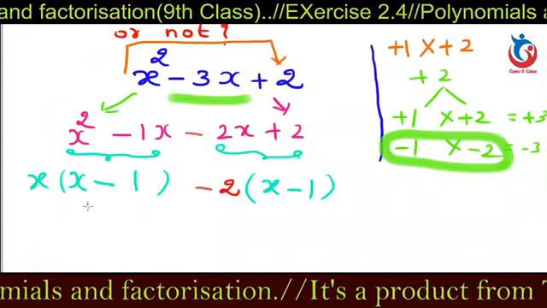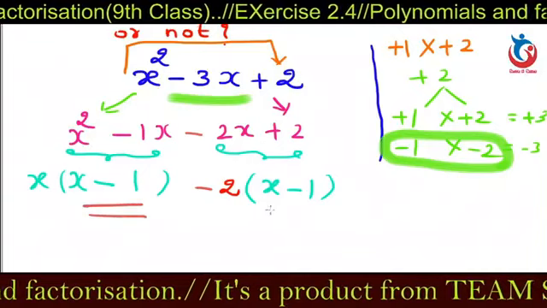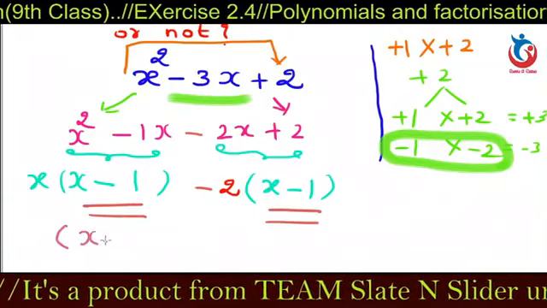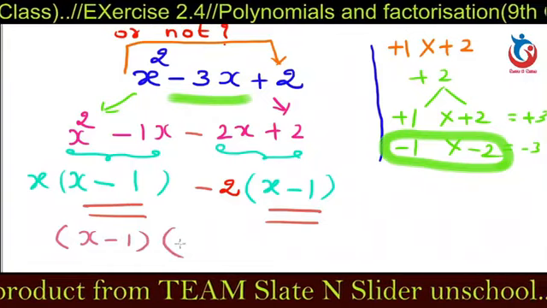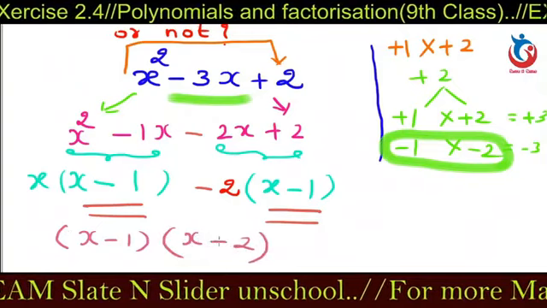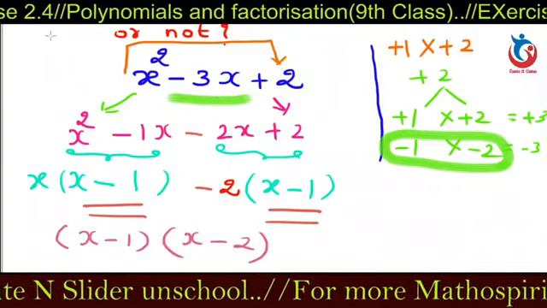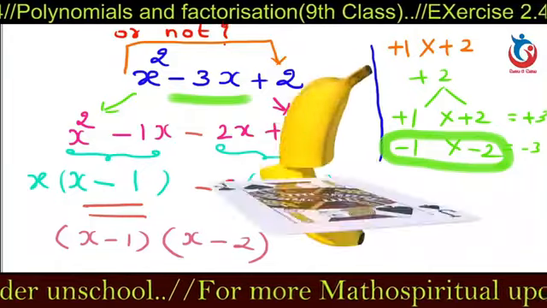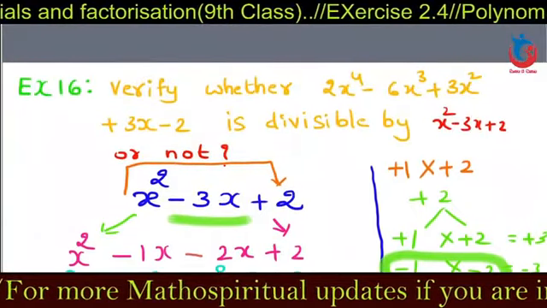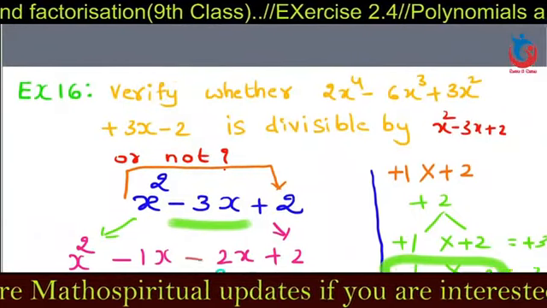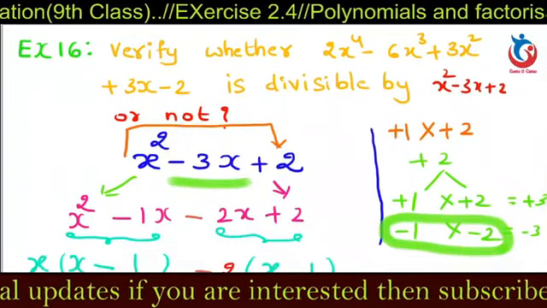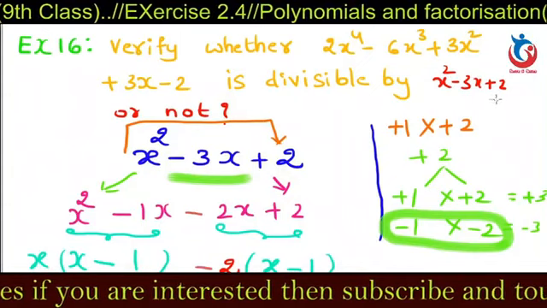So x minus 2 is common again, so take x minus 2 as common, and we will write x minus 2. So x minus 1 and x minus 2 are the factors of x square minus 3x plus 2. Let's go to the question. The question is, verify whether 2x power 4 minus 6x cube plus 3x square plus 3x minus 2 is divisible by x square minus 3x plus 2.